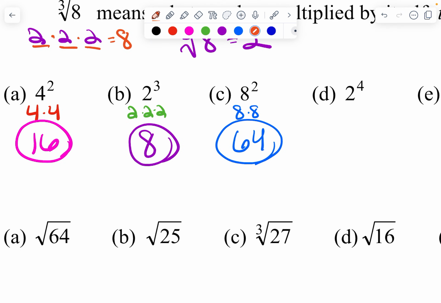2 to the fourth, so I'm going to use 1, 2, 3, 4 2's. And that's going to be 2 times 2 is 4, times 2 makes another 8, and times the last one would be 16. Sorry about the glitch there. All right.